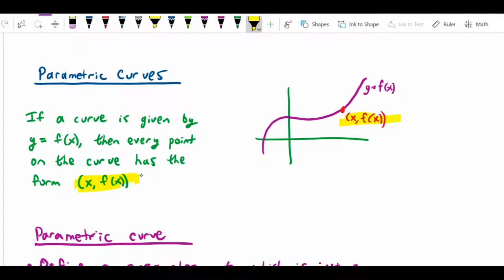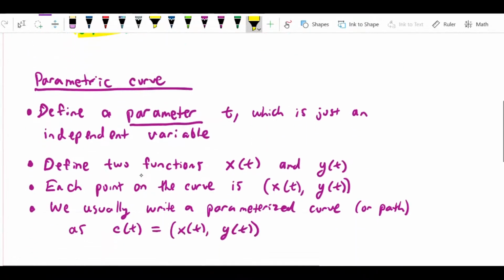The thing is that this form only works if you can actually write y as a function of x, and as many of you know, that means the function has to pass the vertical line test. There has to be only a single y value for every x value. However, there are lots of curves that don't meet this condition. Just for example, a circle is certainly a perfectly valid curve, but can't be written as a single function. So what we want to do is define the notion of a parametric curve.